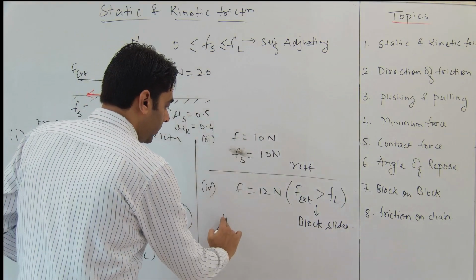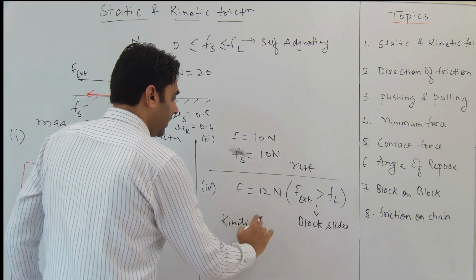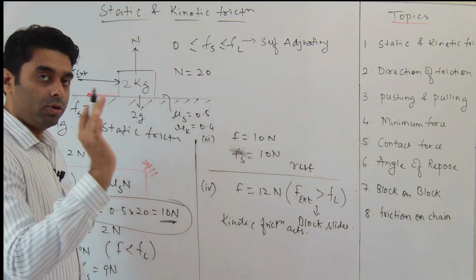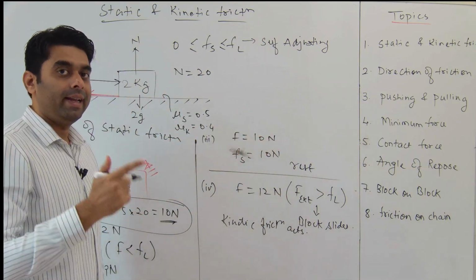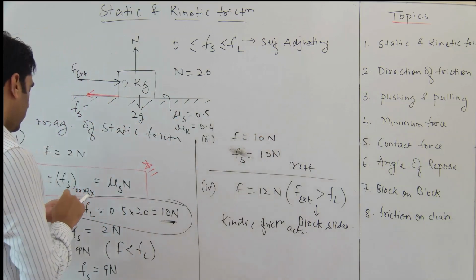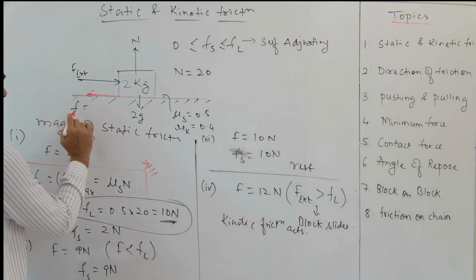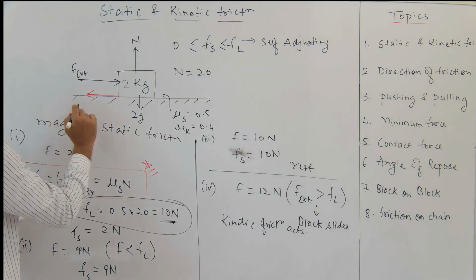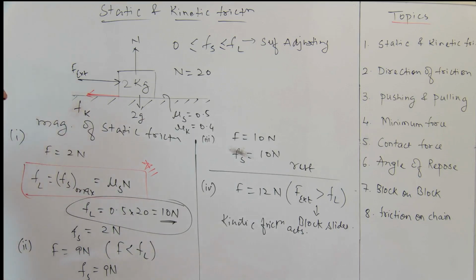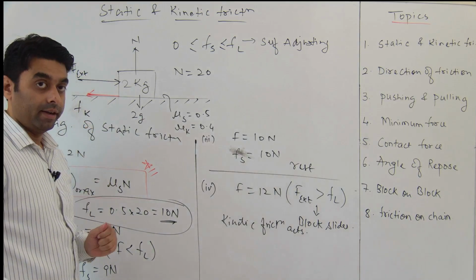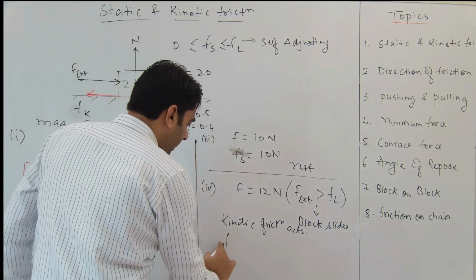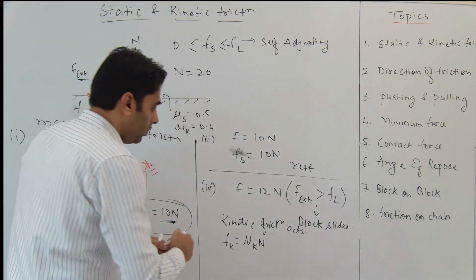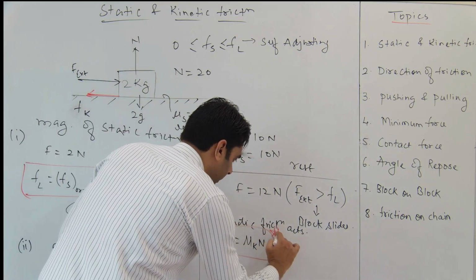Which friction will act over here? Kinetic friction acts. Now static friction is gone. Once the block starts sliding, kinetic friction starts acting on it. So over here, friction kinetic will come into the picture. How much will the kinetic friction be? Kinetic friction is given as mu k into N. This is the relation for kinetic friction, mu k into N.